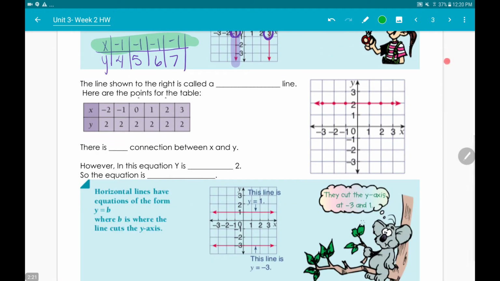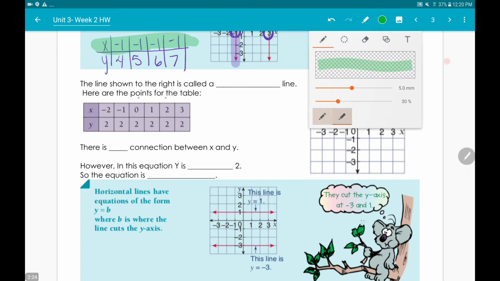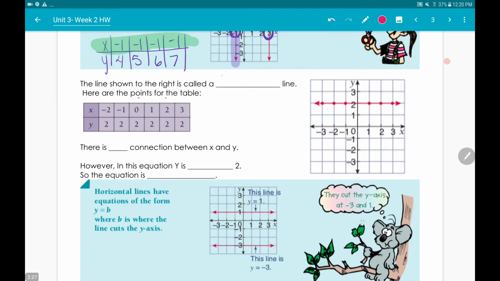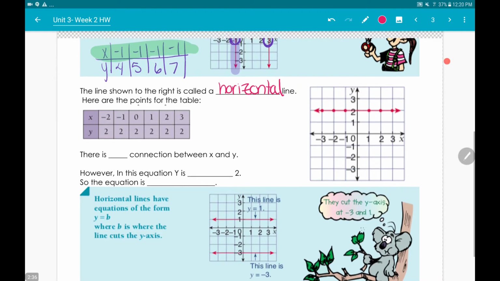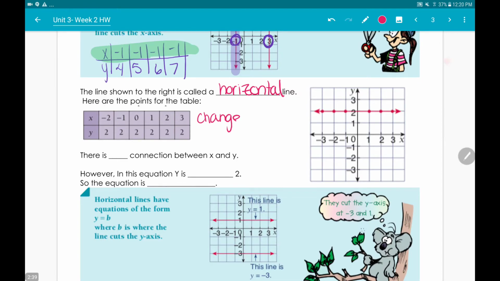So let's look at the next one. The line to the right now, it's going the other way. This is called a horizontal line. Okay, so here are the points for the table. If I look at my x's, the x's are changing. Okay, but what's happening to my y now? My y is always 2. So again, there's no connection between x and y. However, in this equation, y is always going to be 2. So that my equation is y equals 2.